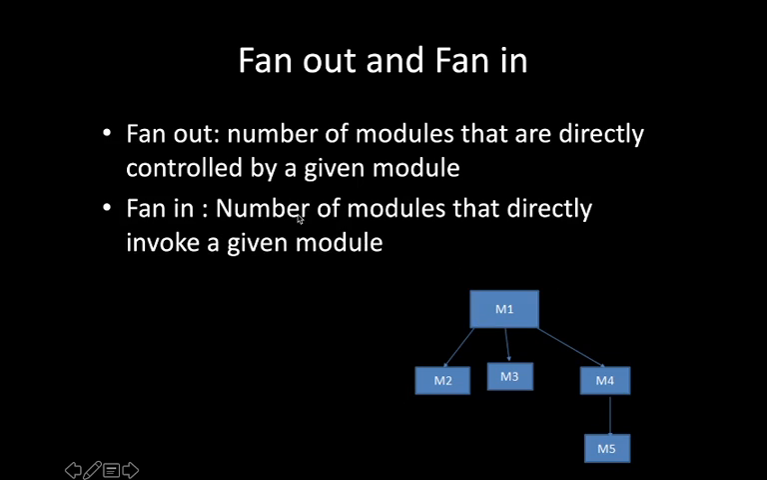Then fan-in. It is the number of modules that directly invoke a given module. If we check M4, the fan-in is 1 because it is invoked only by M1. Similarly, for the other modules it is only 1 because each is invoked only by M1. For M5 also it is 1. If there is a connection from M3 to M5, then we can say M5 has fan-in 2, because M3 is also invoking M5. So that is fan-in and fan-out.